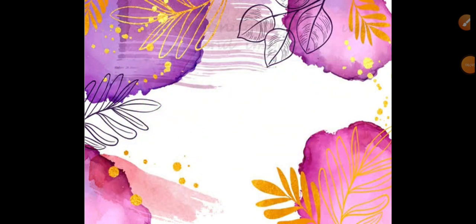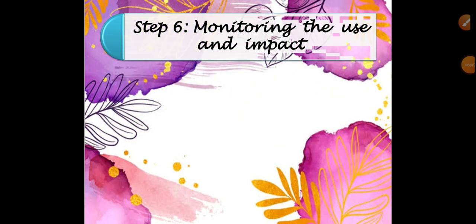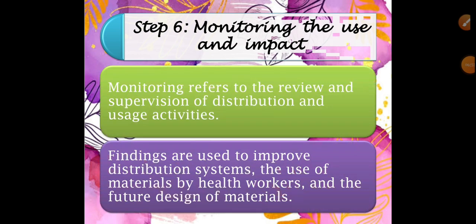Next, step 6, monitoring the use and impact. Monitoring refers to the review and supervision of distribution and usage activities. Findings are used to improve distribution systems, the use of materials by health workers, and the future design of materials. Monitoring is a tool to identify and correct problems early enough to make changes and maximize the impact of the IEC materials. So lastly, you need to monitor the use of IEC materials by reviewing and supervising the distribution and the usage of materials.